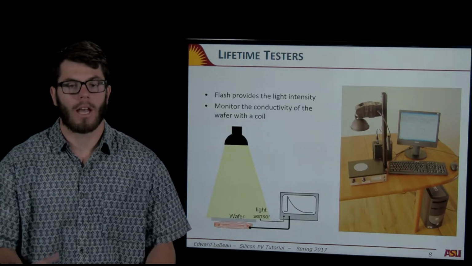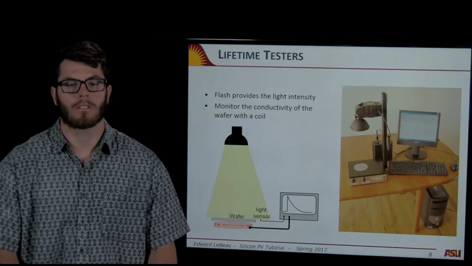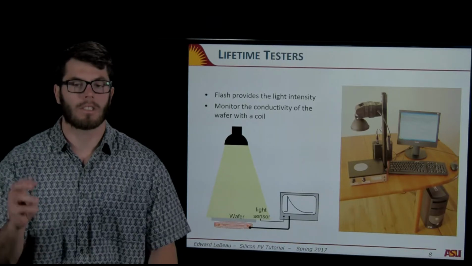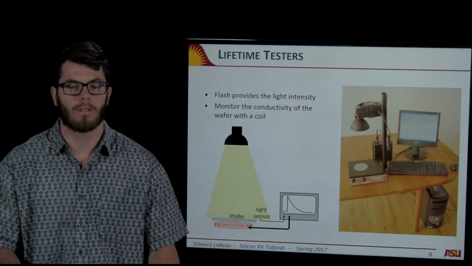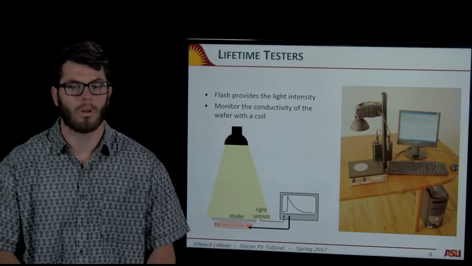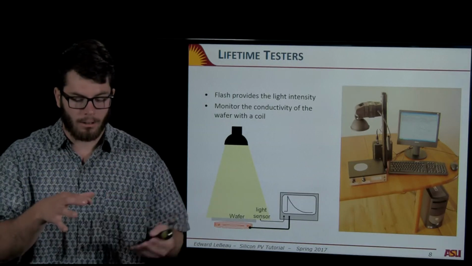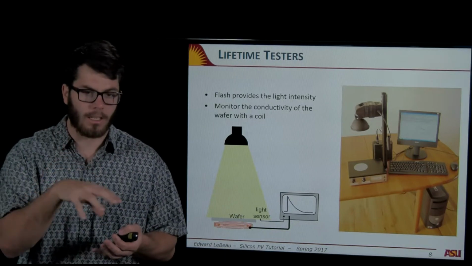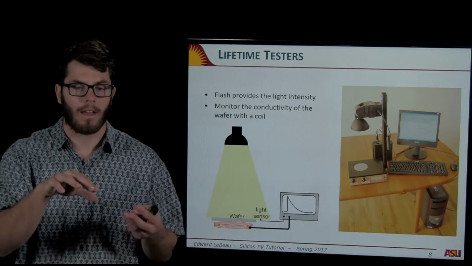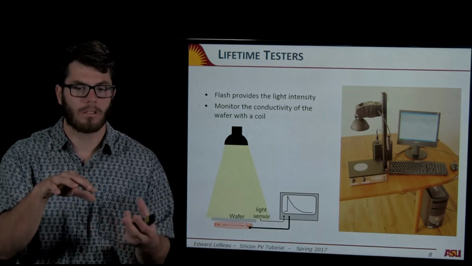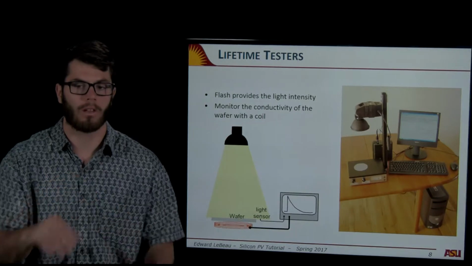And then we also have a lifetime tester. Basically what a lifetime tester is, there's a flash of light, and then you monitor the conductivity of the wafer using a coil. So you put your wafer down, and underneath it is this coil. You flash a light that excites all these electrons, they're moving around, and that is inducing a field on the coil underneath it.